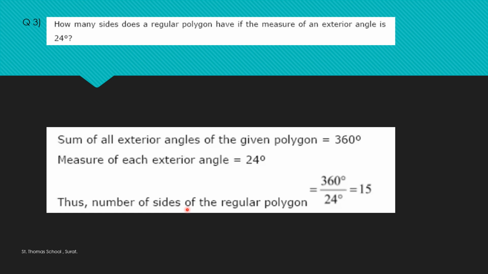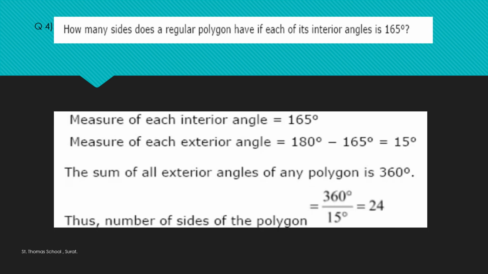So the number of sides of the regular polygon is equal to the total measure of the polygon divided by the measure of each exterior angle. That is 360 degrees divided by 24. You can divide yourself. 360 divided by 24, that is 15. So what is the meaning of this? There are 15 sides for this regular polygon if the measure of each exterior angle is 24 degrees. It's clear?